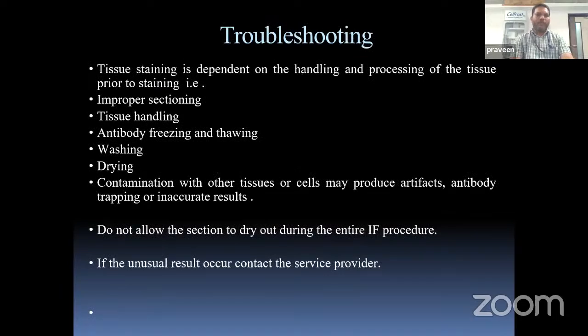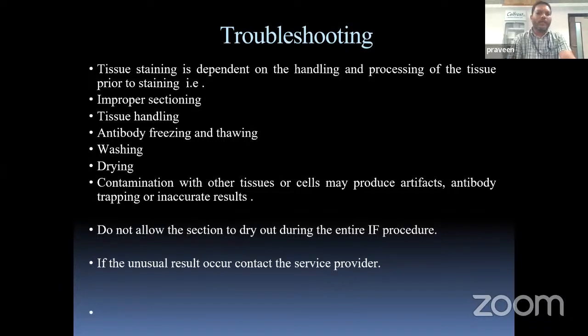Now, troubleshooting. Tissue staining depends on how we handle the specimen, process it, and stain it. Improper sectioning means we can't stain properly. Regarding tissue handling, if we receive the specimen without fixative, we have to cut it as early as possible, otherwise it gives a false result. If antibodies are not properly frozen and thawed, it also affects the staining. Washing and drying the slide must also be done properly.